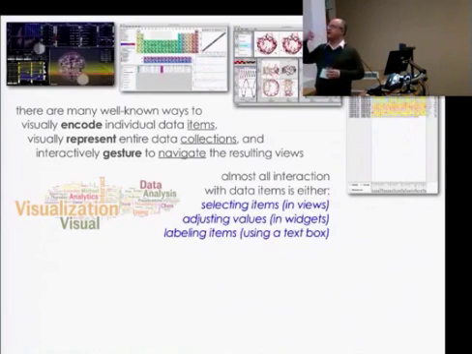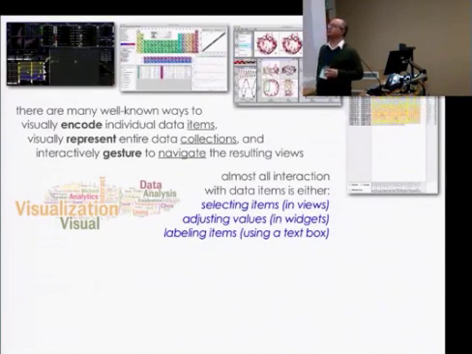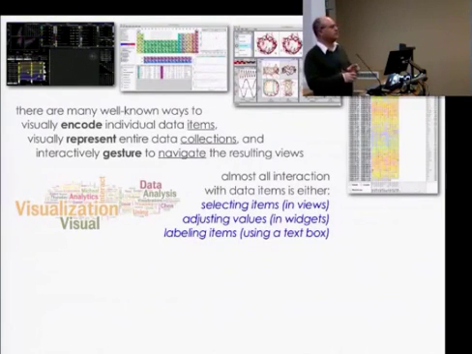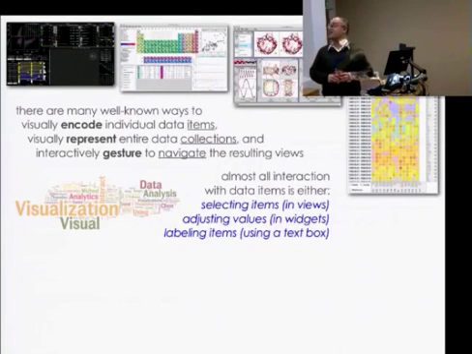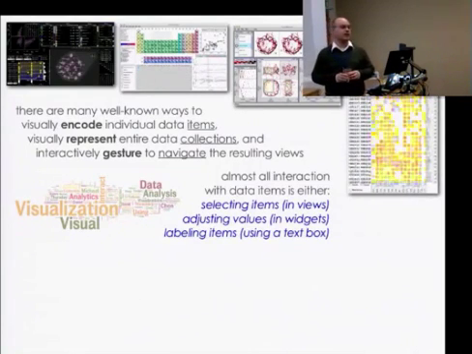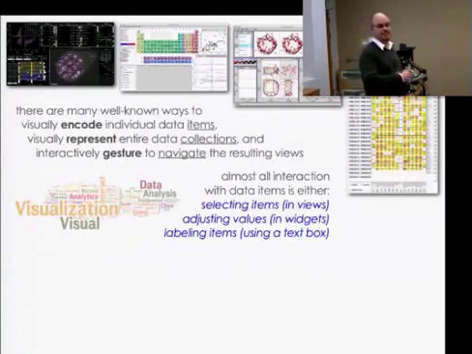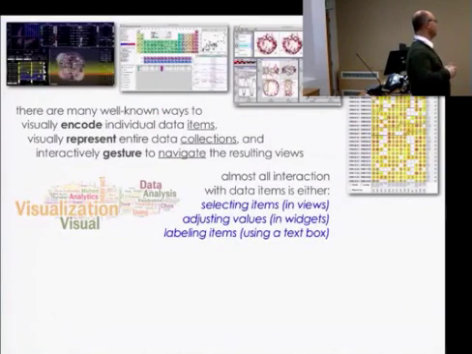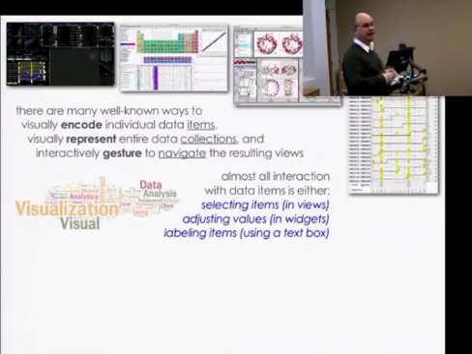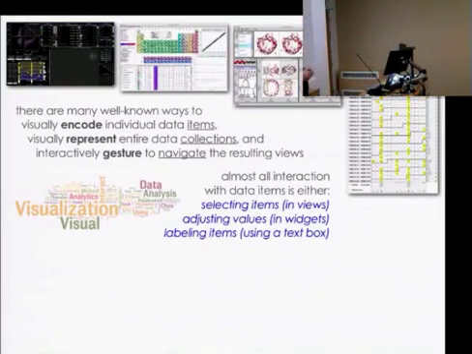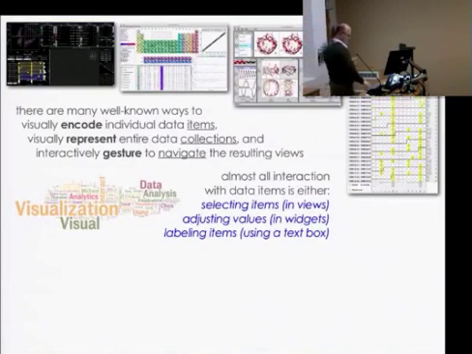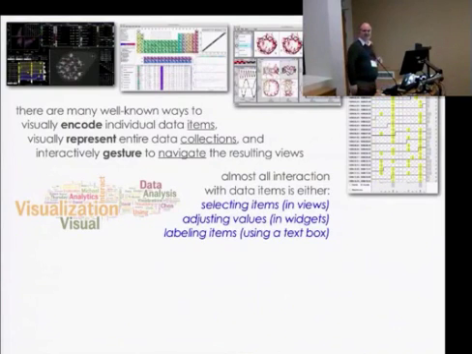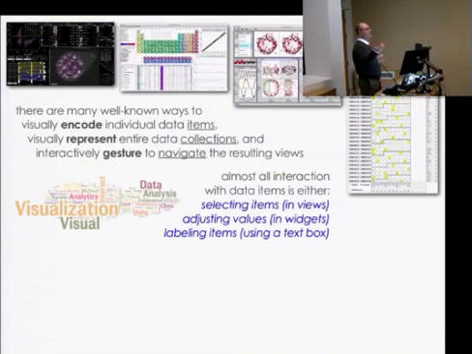So for instance, we can take a set of items in the view and we can lasso them to select them. Sometimes we can adjust individual values in widgets. Sometimes we can label items using a text box. This is what we usually think of as annotation. You select a bunch of items, you bring up a text box, you type in a little string. That string now is stored somewhere and it tags the individual data items, and you get to see that tag whenever you're seeing the item, supposedly. It's just marginalia, really. It's extra information that's off on the side.